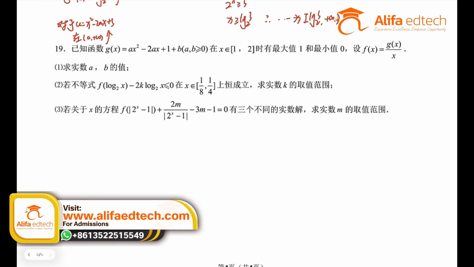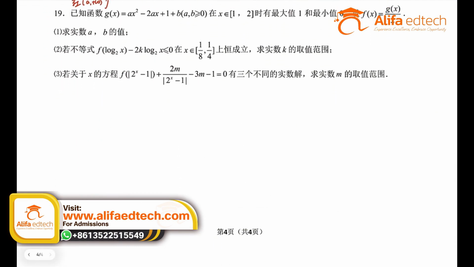Okay, then number 19 is actually a little bit difficult. It's based on what we call the problem of function zeros, which is an important concept. As I've told everyone, when dealing with this part, students, at this point, you must have the idea of separating the parameters. Yes, you must have it.